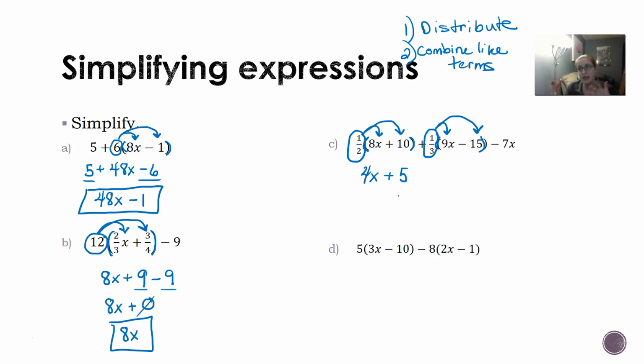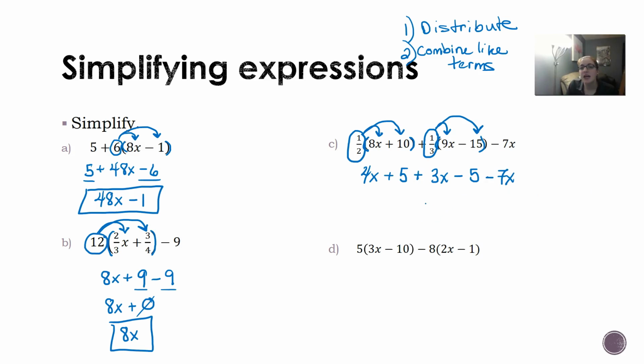Once I've multiplied that in, I'm going to drop those parentheses, and move on to my next set of parentheses. 1 divided by 3 times 9x is a positive 3x. 1 divided by 3 times 15 is going to be a negative 5. It's going to stay negative since this is a positive. One positive, one negative stays negative when you're multiplying. And then last but not least, this negative 7x has just been chilling. He's not in any parentheses. He's not multiplying anything. So we're just going to drop him down.